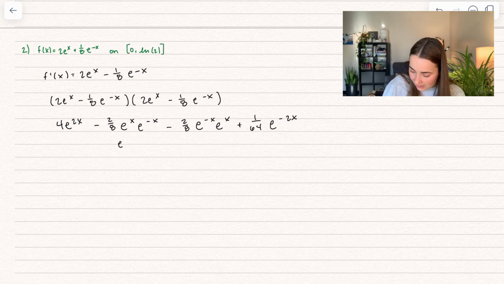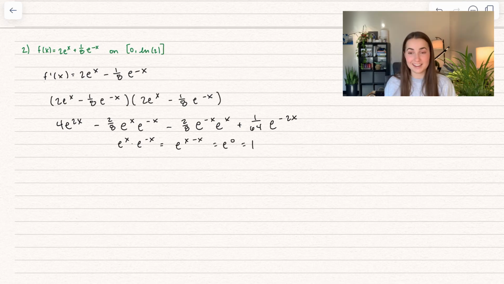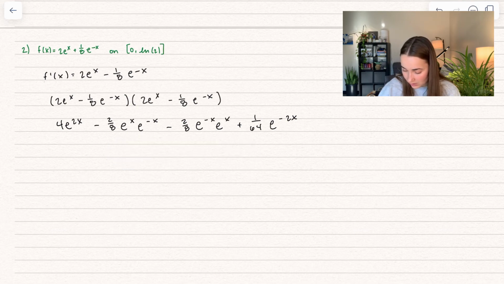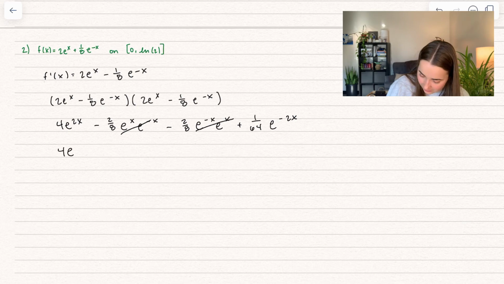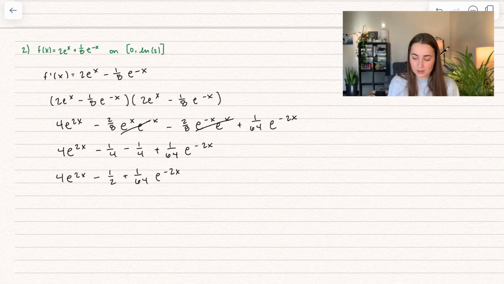We have e to the x times e to the negative x is equal to e to the x minus x. That's equal to e to the 0, which is just equal to 1. That is a great way to simplify it out. So those each just become 1, this one and this one. So here we get 4e to the 2x, and that becomes minus 1/4 minus 1/4. And then the other one doesn't change, 1/64 e to the negative 2x. And we can simplify that one more time, right? Because that becomes -1/2. You can do this in any order if you want.